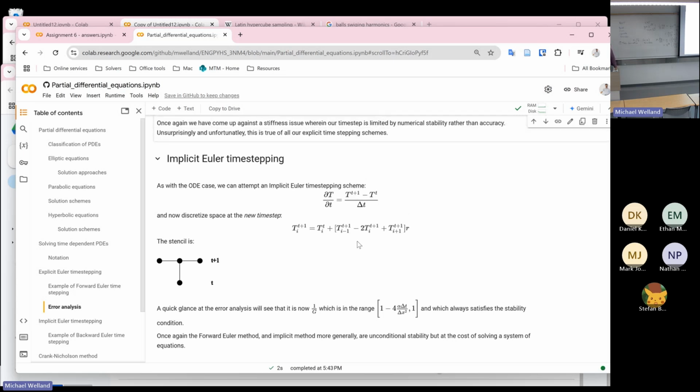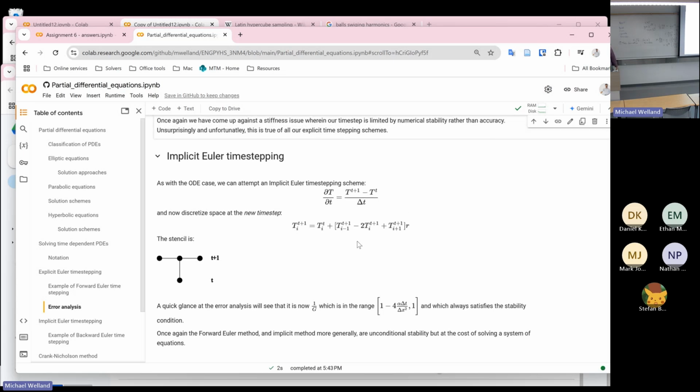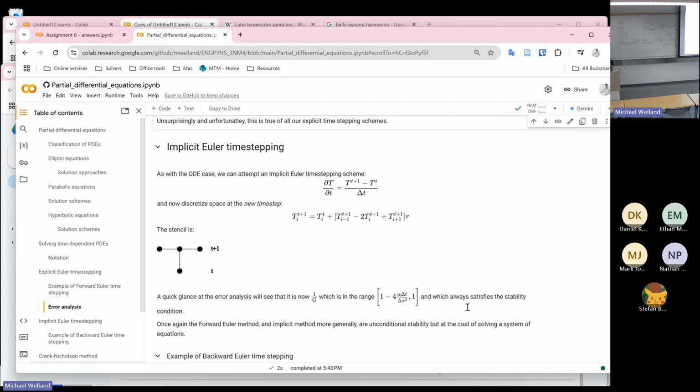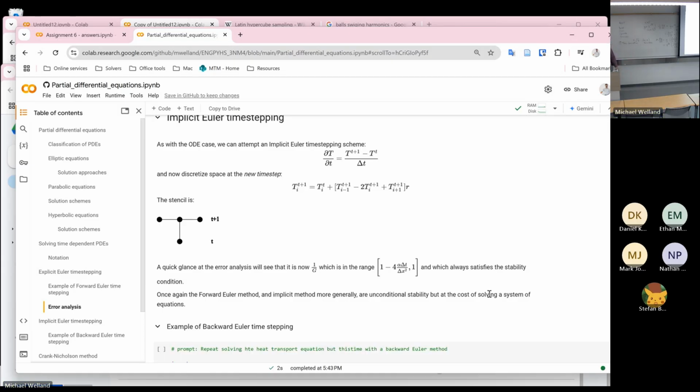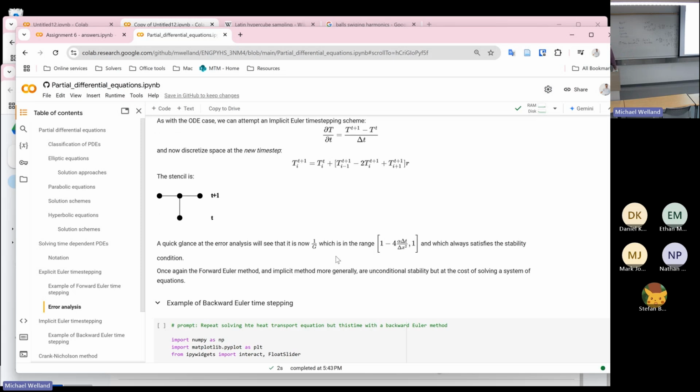If you look at the error analysis, it's super easy. All we've done is flipped the t plus 1 and the t. So what that means is now 1 over g is in the same range. And that is always true, regardless of your parameters. Assuming that alpha is positive, and alpha is always positive because that means that you are propagating forward in time. If you had alpha negative, then you would be going backwards in time. It would mean thermal conductivity would be negative. Thermal conductivity, your density, and your heat capacity would be some combination of negatives. It's never the case. It's impossible.